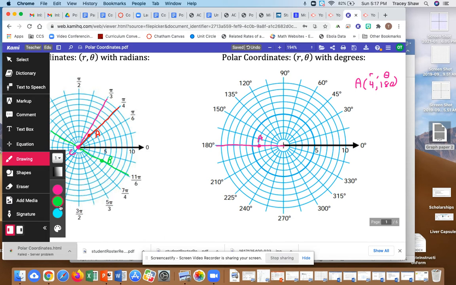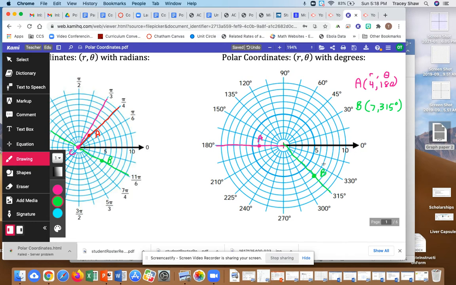Now let's plot coordinate B. And B is (7, 315). So I'm just making these coordinates up, guys. All right, so 315 is in the fourth quadrant. And if I want to highlight the terminal side of that angle here, and the radius is 7 means you need to be on the seventh circle. And that's where point B is.